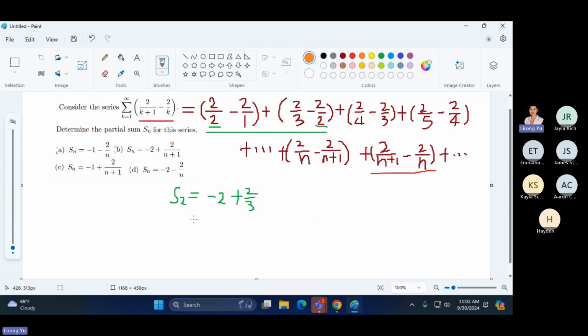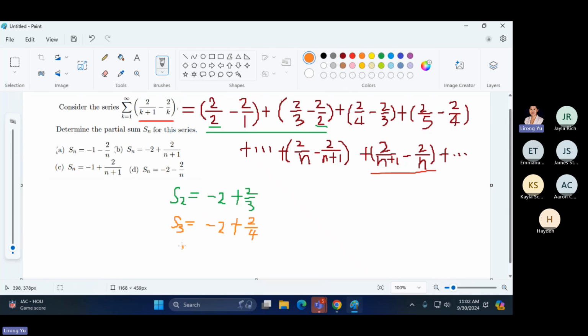If you're calculating S of 3, this is how it looks. S of 3 is the summation of the first 3 terms: 1, 2, 3. Going through the calculation, the term that was canceled still gets canceled, and the 2/3 will be canceled by the -2/3, so that is gone. You still have the -2 because we don't see any term able to cancel it, and then you have the 2/4. So the 2/2 and the 2/3 cancel, and you have -2 plus 2/4.